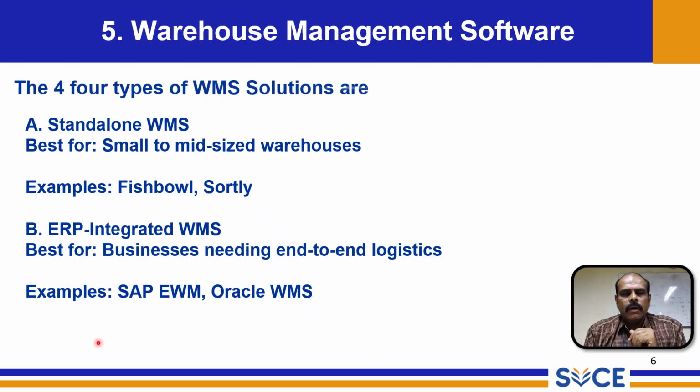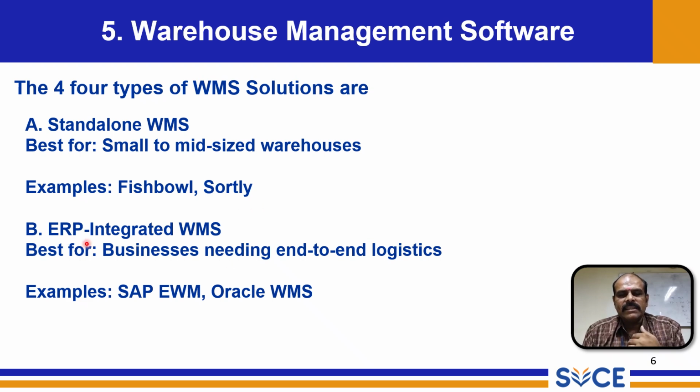So the four types of warehousing management solutions are: the first type, standalone WMS, standalone software. Standalone means it is only for us. It is not going to communicate with others, only for the organization, only for us. So it is usually suited for small to mid-sized warehouses. A very small concern, you are not going to deal with a bigger population. So if within you want to have the communication, yes, it is going to be the best. Examples are Fishbowl and Sortly, or the simple software.